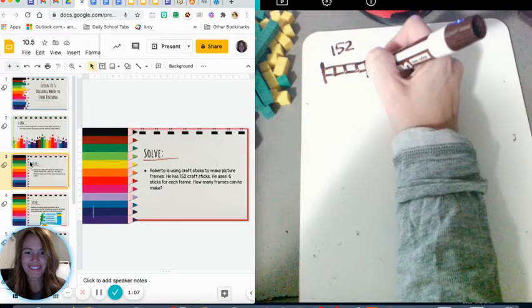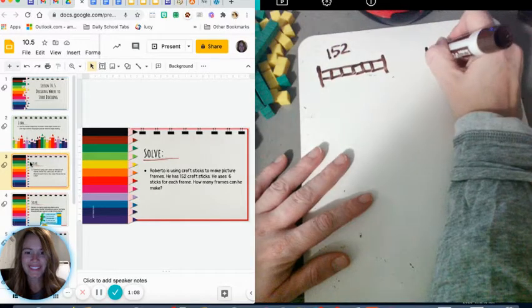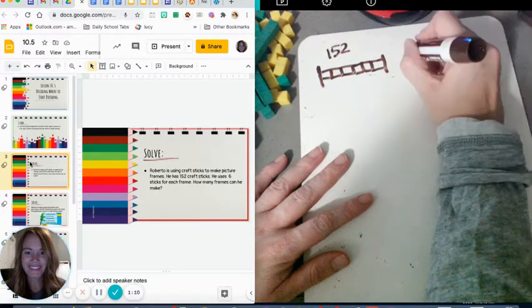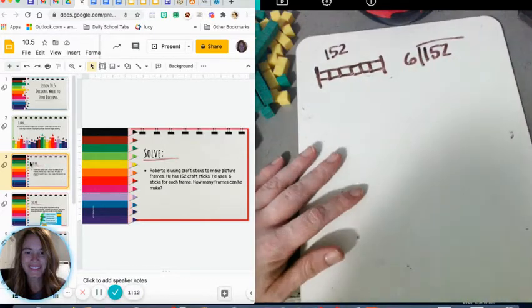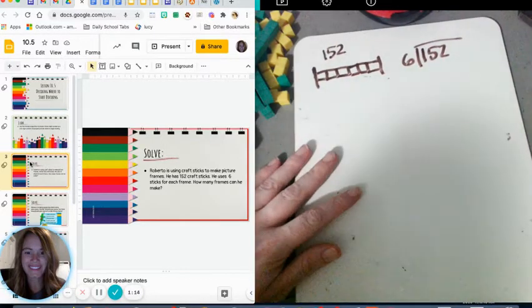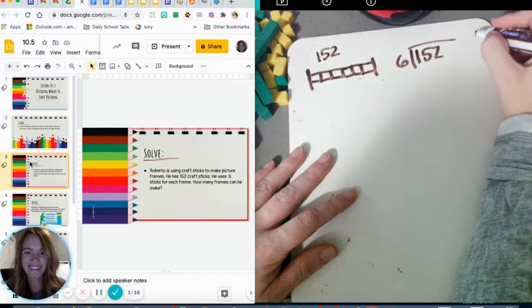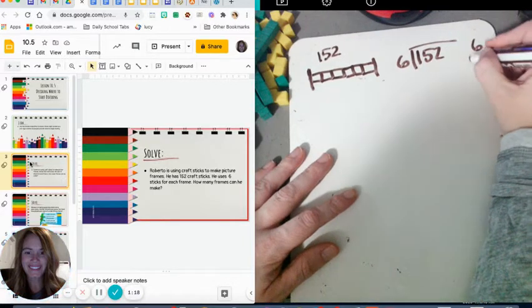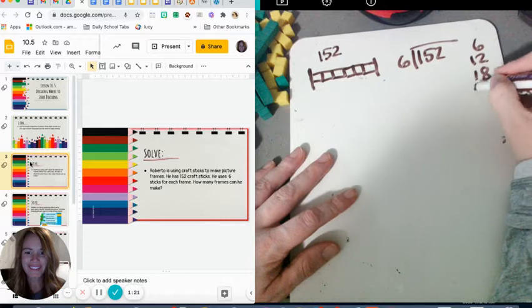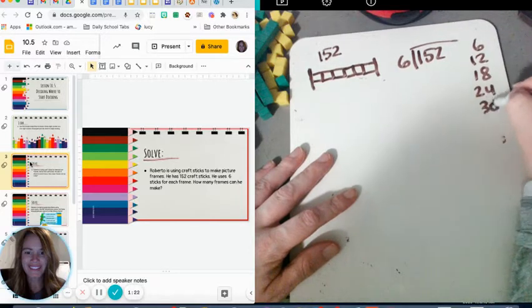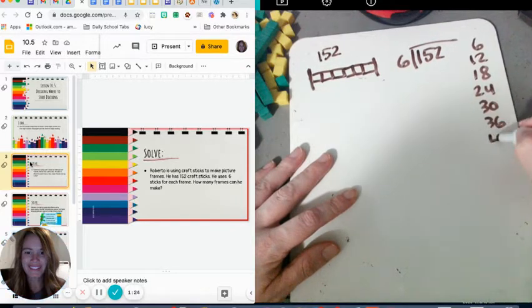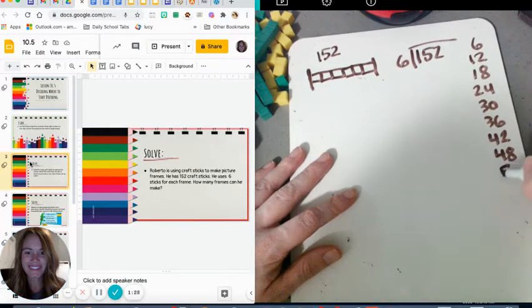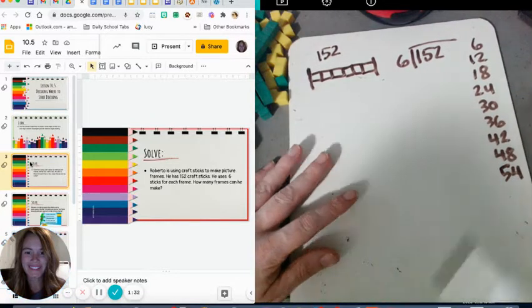So my equation will be 125 divided by 6. Now, something that I always like to do when I first start with division is put my multiples along the side so I can reference them. So 6, 12, 18, 24, 30, 36, 42, 48, 54, and I stop at the times 9.